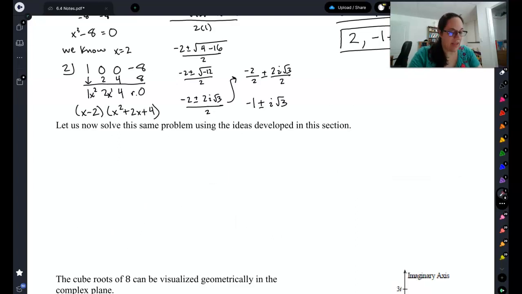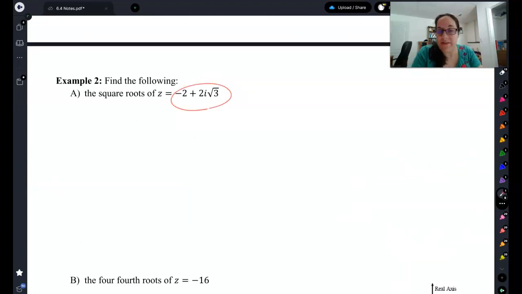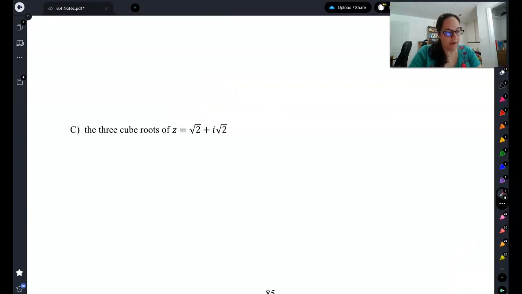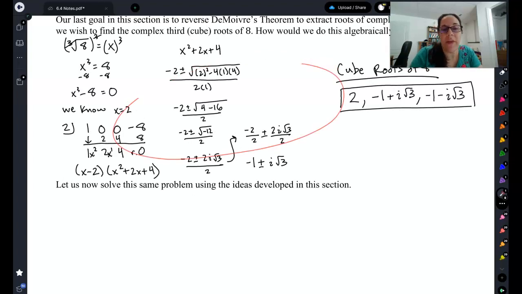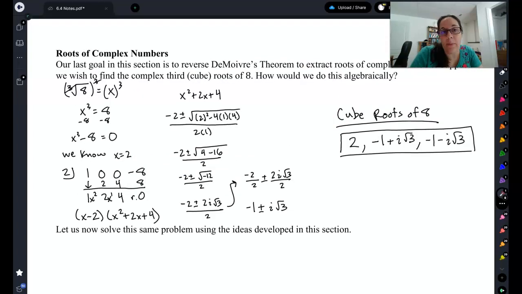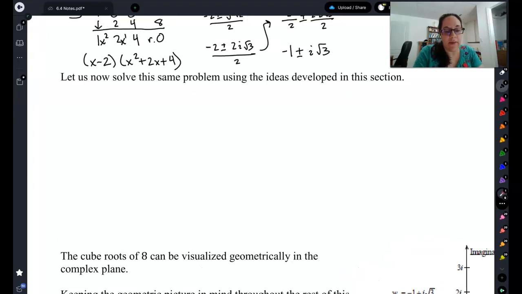I'm going to give you things like find the square roots of this, or find the cube roots of this. You can't really do that algebraically like we did with the 8. So we need to come up with a polar form rule that lets us come up with these same exact answers, but using a polar form, so then we can use that rule for more and more complex problems. So let's go back to finding the cube roots of 8, but we're going to find this out using polar form.